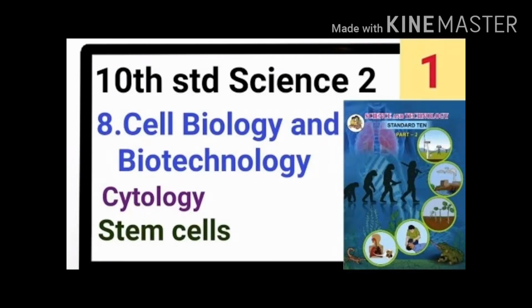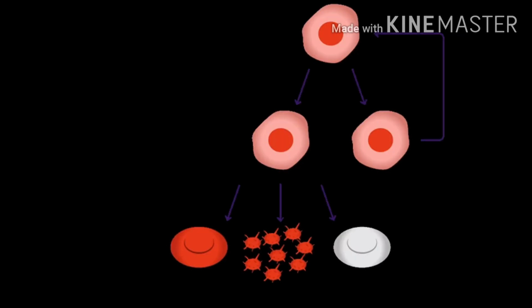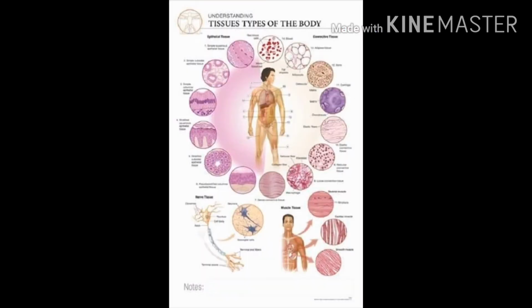Dear student, today we are going to learn the 8th topic of Science 2, and that is cell biology and biotechnology. All of you know cell is the structural and functional unit of living organism. A group of cells performing similar function, having common origin and having same structure is called tissue. Different tissues perform different functions in the body. The study of cell structure, cell organelle, cell division, and other aspects of the cell is called cytology.